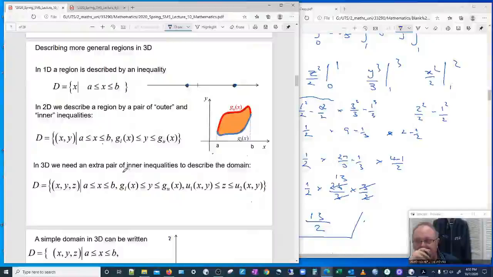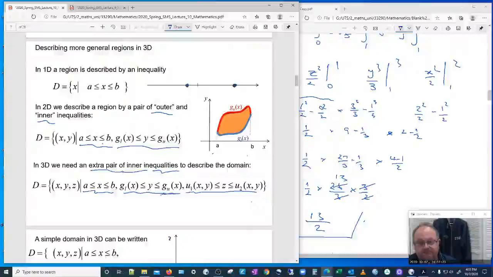Okay, so describing more general regions in 3D. In a 1D region, we describe it by an inequality. In 2D, we looked at a pair, an outer and an inner set of inequalities. Okay, and in 3D, we need an extra pair of inner inequalities to describe the domain. So we've got our A to B, our G, and the convention is we use U with Z. And you'll notice the order is going up, constant, function of 1, function of 2. Okay, just note that as it goes on.